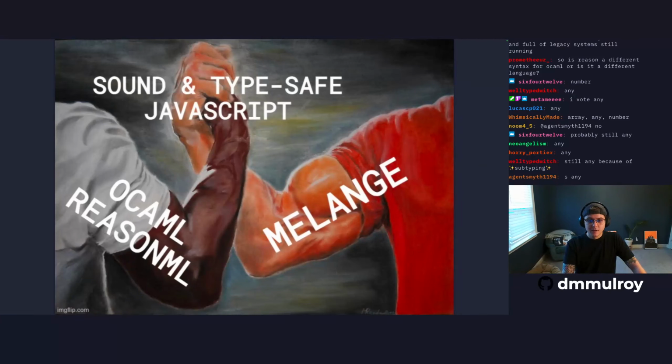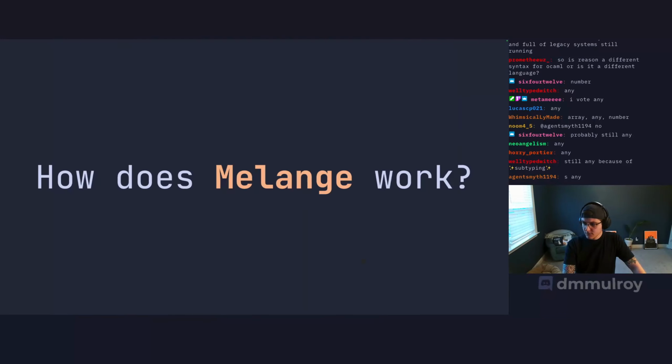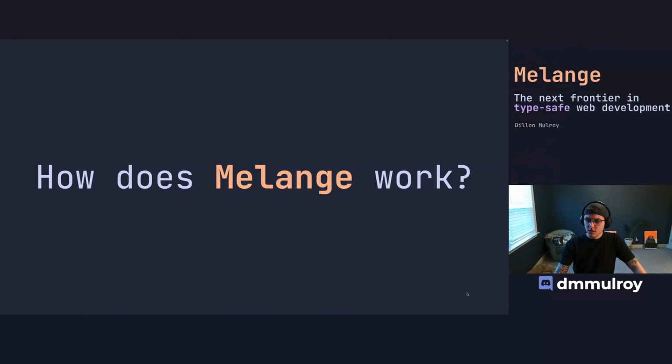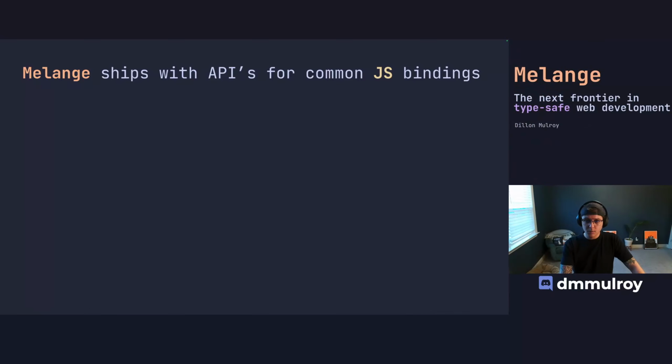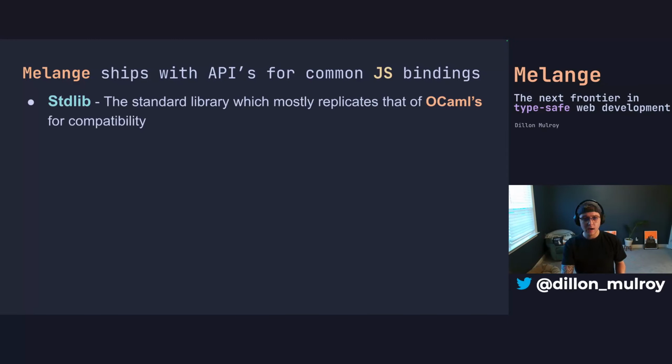Let's talk now about Melange specifically, and how Melange can help us have sound and type safe JavaScript. So specifically, how does Melange work? Well, Melange ships with a couple of APIs and libraries for common JavaScript bindings. Up first we have our standard library. The standard library that ships with Melange is essentially going to be a mirror of OCaml and ReasonML's standard library for compatibility. So you're going to effectively be able to look at the standard library documentation for OCaml or ReasonML and use the majority of the functions that you find there in your Melange apps.